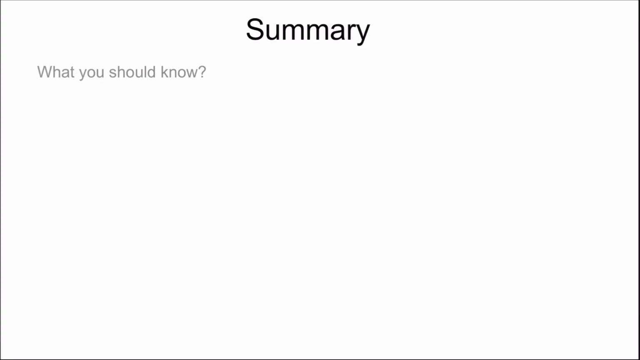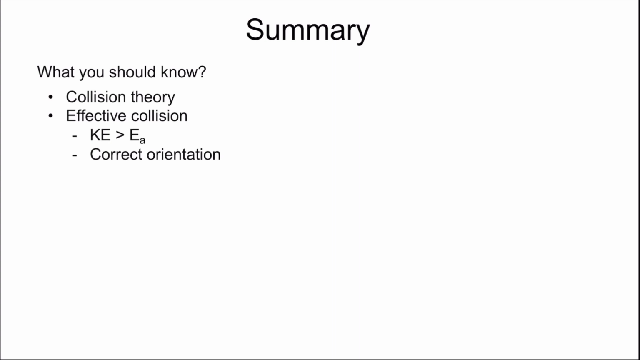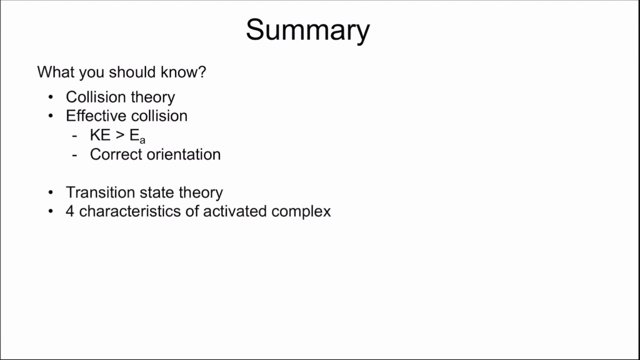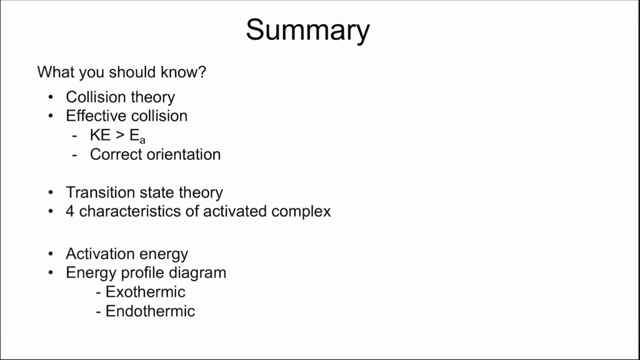So the summary for this video, what you should know adalah about collision theory and about effective collision. Kita perlu tahu ada two requirements for effective collision. Kinetic energy tu mesti besar ataupun equal with the activation energy dan dia mestilah dalam correct orientation untuk hasilkan produk. Seterusnya, you will learn about transition state theory dan 4 characteristics of activated complex. And the last part, you will learn about activation energy dan juga how to draw the energy profile diagram for exothermic dan endothermic. Sebenarnya benda ni bukanlah benda baru untuk awak sebab awak sudah belajar waktu SPM level. Cuma kita just recap semula sebab awak kena tahu dalam this chapter.